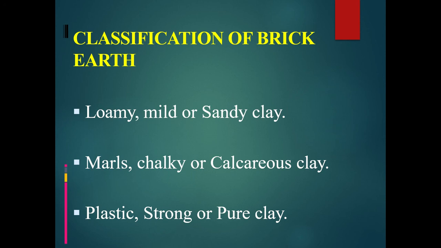As told, the soil, whatever earth you're using for manufacture of bricks, is of three types. First, loamy, mild or sandy clay. Second one is malts, chalky or calcareous clay. Third one is plastic strong or pure clay. So these three kinds of clay are available. Let's see what are the features of each type of clay.